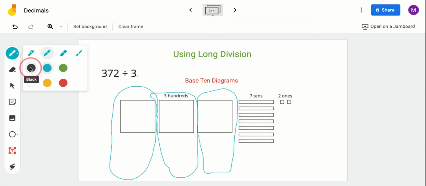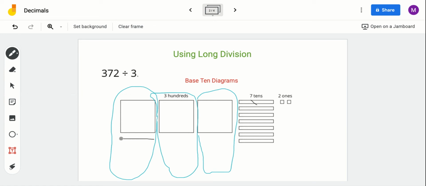Now I need to break up these 10s. And so I can put this 10 over here, and I'll put this 10 over here. So that's 2. I'll put this 10 here and another 10 there. And then 2 more 10s right here. Now I have 1 10 left.